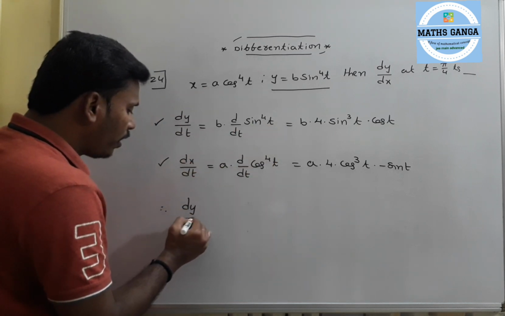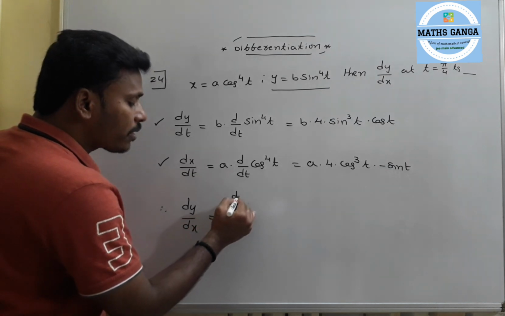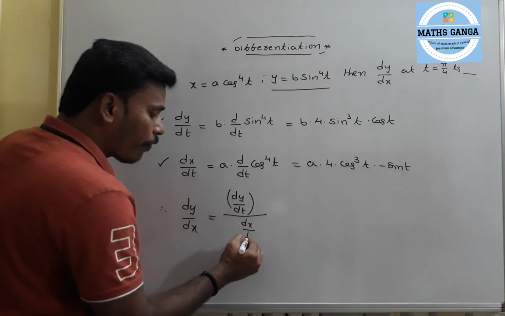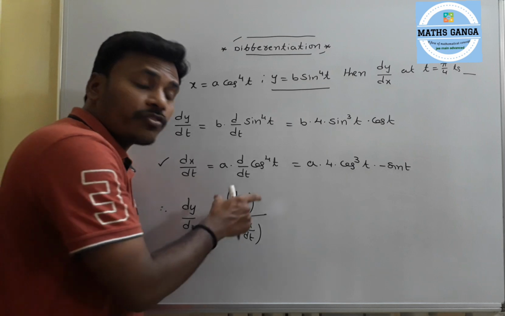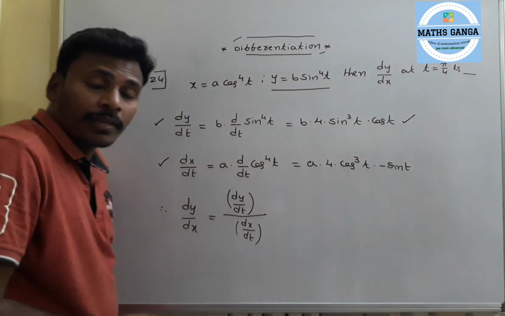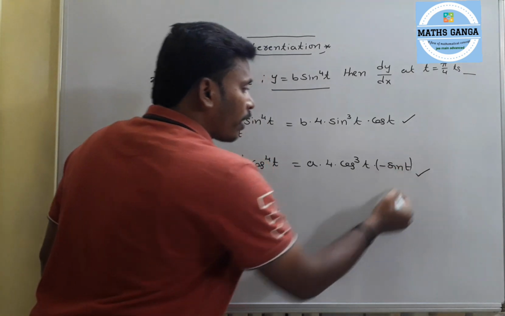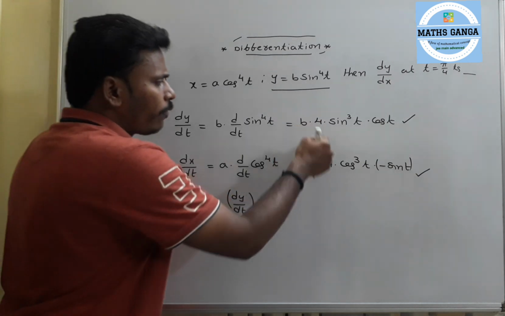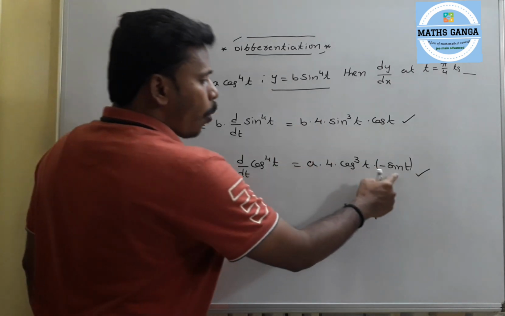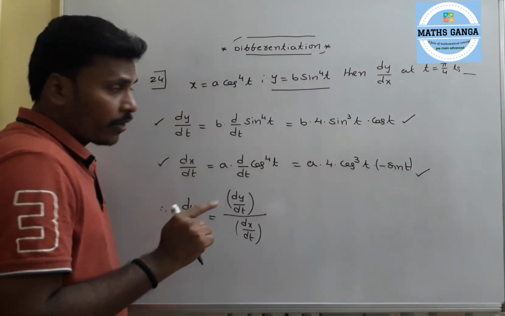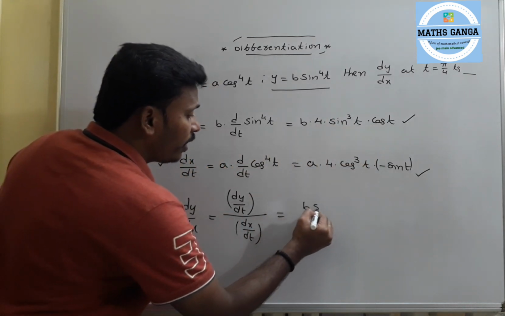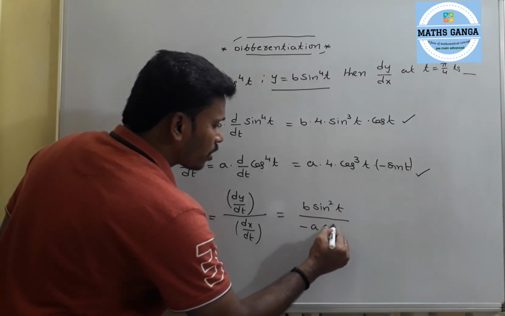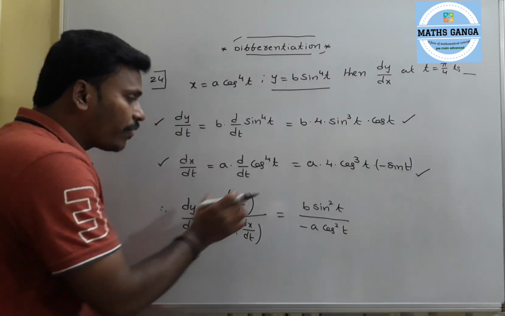Finally, we need to find dy by dx. dy by dx is nothing but the derivative of y with respect to t divided by the derivative of x with respect to t, right? So this dy by dt, collect from the first line, dx by dt, collect from the second line. We need to divide that dy by dt with this dx by dt. So directly if you observe, 4 and 4 get cancelled, right? And one sin t and one cos t also get cancelled, right? So we are left with b sin square t in the numerator and minus a cos square t in the denominator. This is dy by dx.